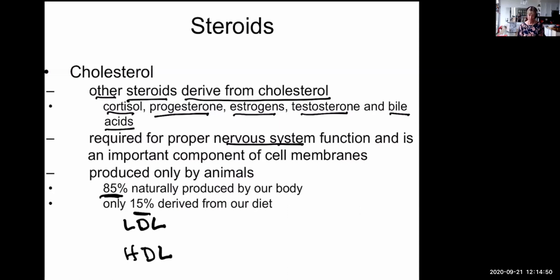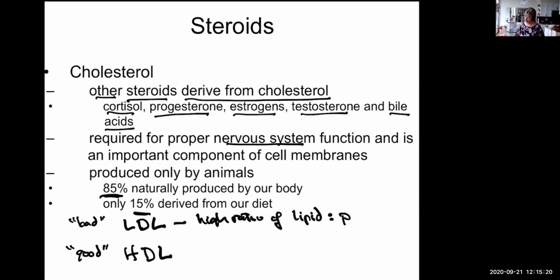And the low-density lipoproteins are, I'm going to say, bad. So they're not so great. The high-density ones are better. And what that means, a low-density lipoprotein, is that there's a high ratio of lipid to protein. So low-density lipoprotein, loads of lipid. High-density lipoprotein is the other way around. There's a low ratio of lipid to protein.